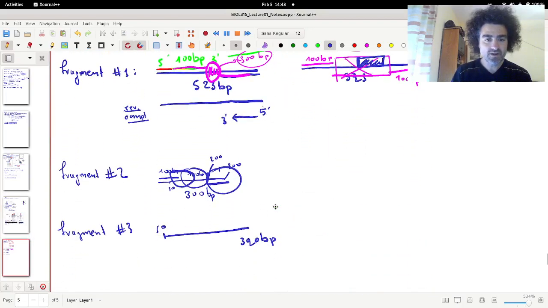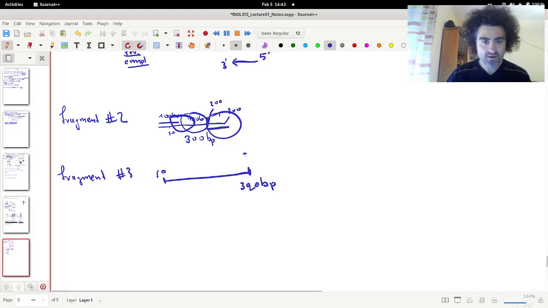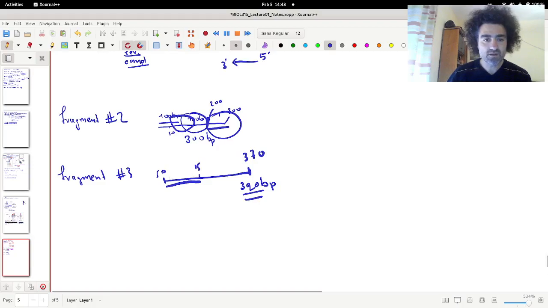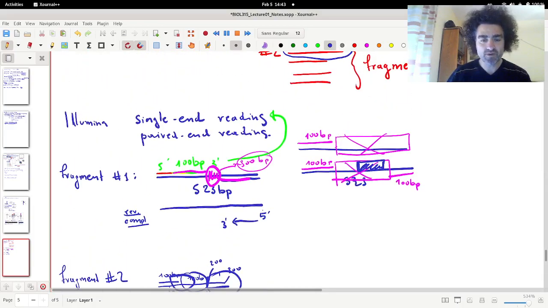Okay, so this piece of DNA starts at position 50 of the chromosome, but goes up to 370, just because its length, we said, is 320. So if we read again 100 base pairs here, then we'll go up to position 150 of the chromosome that we hadn't managed to reach with the previous fragment.